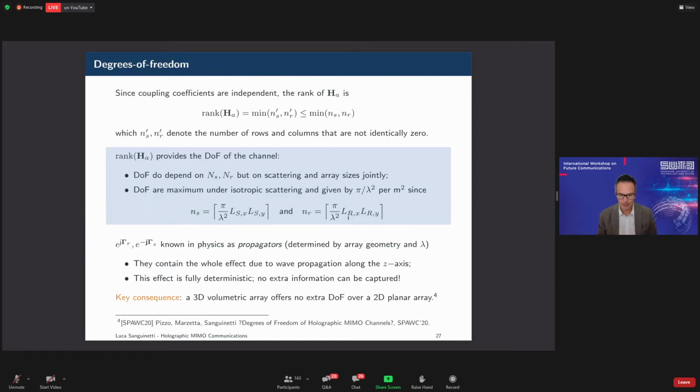It doesn't depend on the thickness of the source and the receiver. If, for example, instead of using a planar array you use a volume array, the number of degrees of freedom is not going to change. This is a known result in physics, because what you can gain by increasing the thickness of the array is fully deterministic. So there is no extra information that can be captured by using a volume instead of a planar array. The key consequence is that with a 3D volumetric array, no extra degrees of freedom can be achieved compared to a 2D planar array.